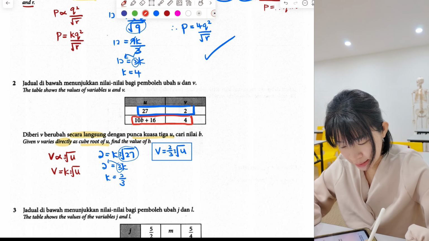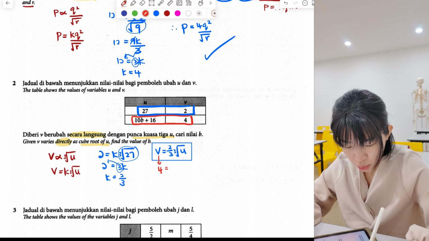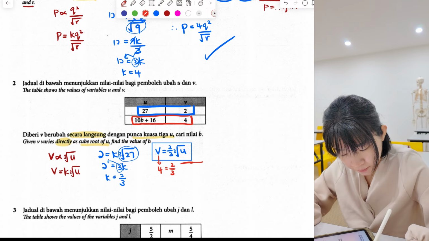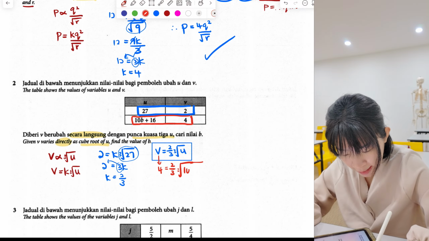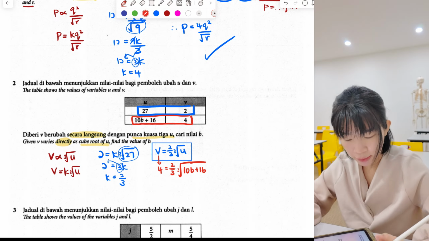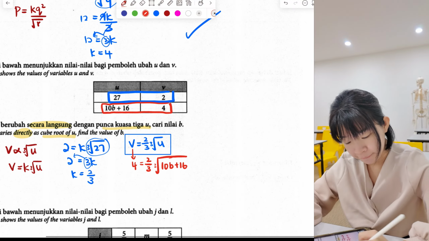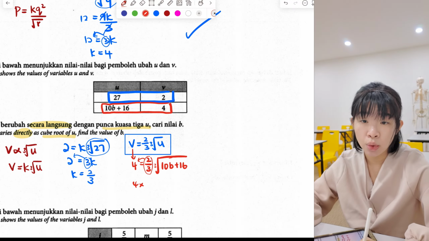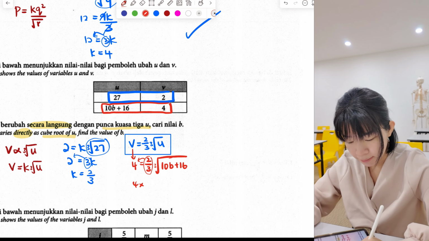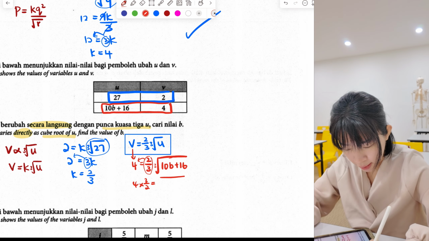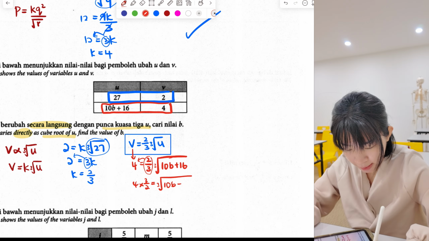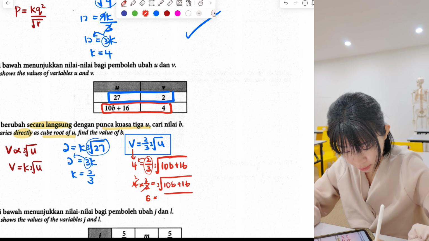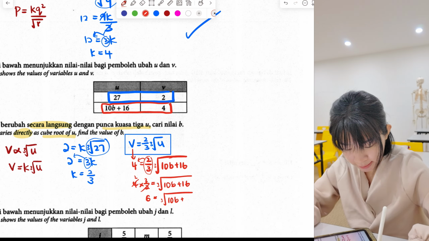Okay, now V is 4 equals 2 over 3. This one remains because it's a constant. Cube root U. Okay, U is 10B plus 16. So now we need to find B. First we have to move this fraction over. 4 times 2 over 3 brings over, terbalik, becomes 3 over 2, times cube root 10b plus 16. Simplify here: 3 times 2, 6, cube root 10b plus 16.